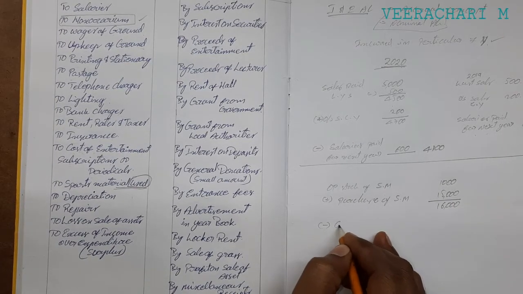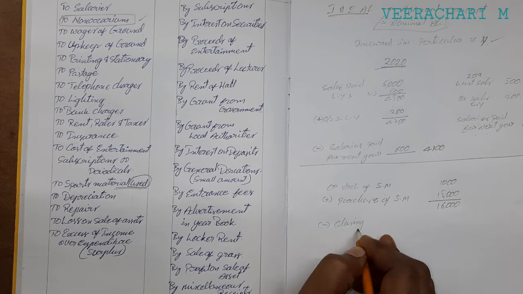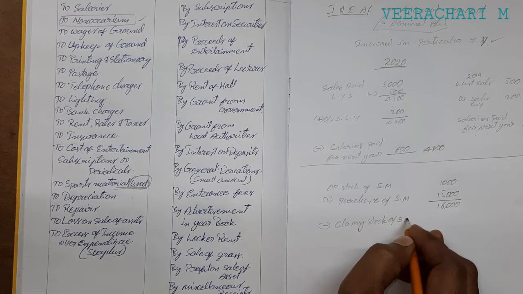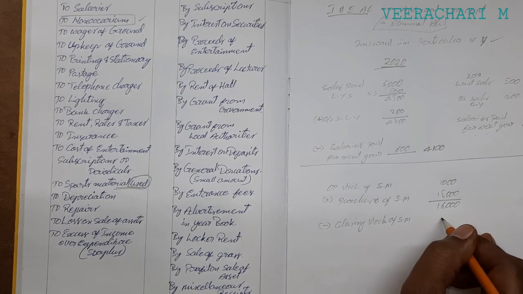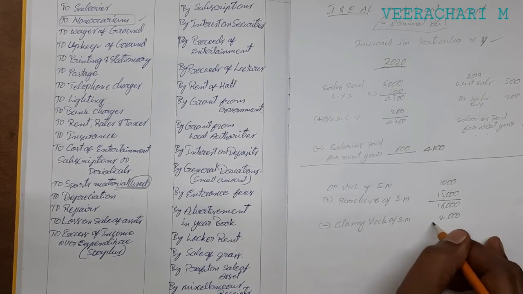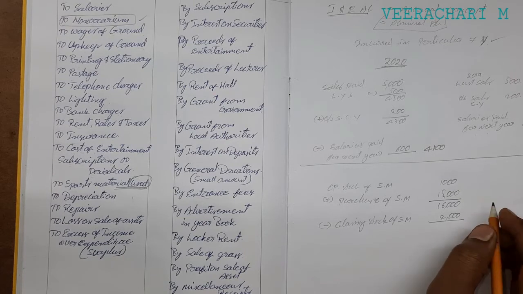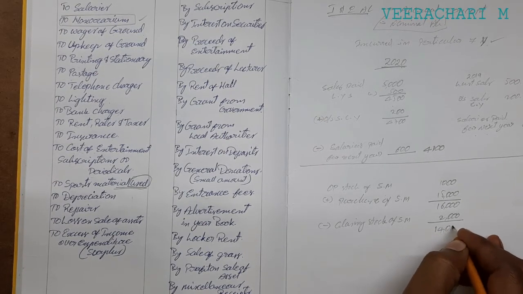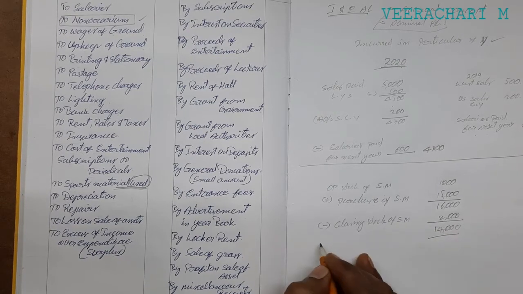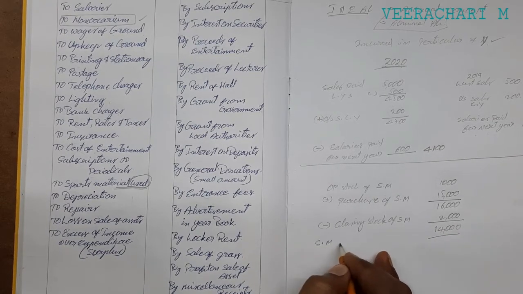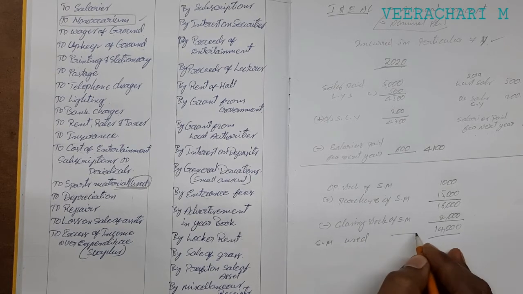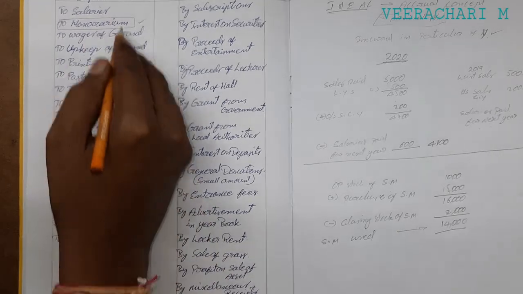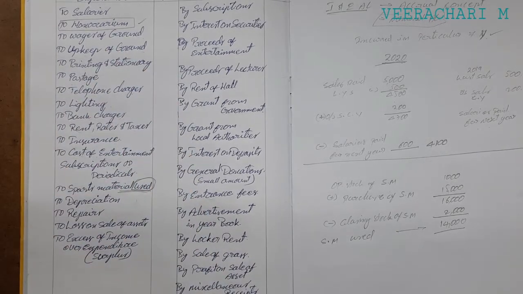Less the closing stock of sports material, for example the closing stock is 2,000. Then what we have used is 14,000 rupees worth of sports material. That sports material used, the 14,000 rupees, we should debit as an expenditure under the income and expenditure account.